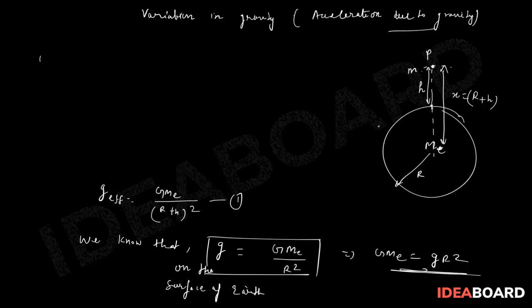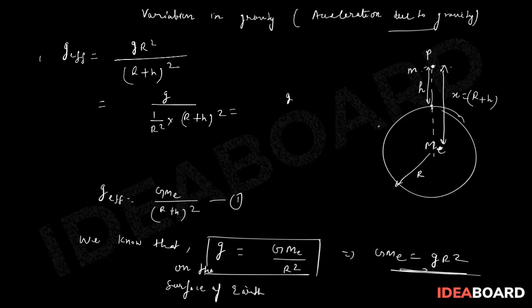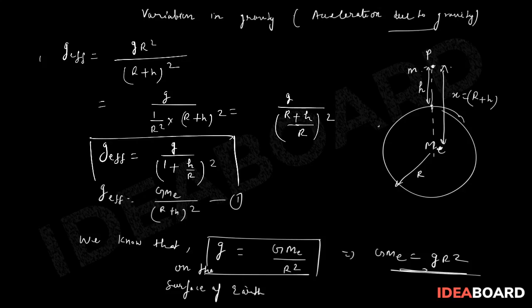I'll be gaining here g effective is equal to, instead of G Me, g R square upon R plus h whole square. And then we can write g upon 1 upon R square into R plus h whole square. And then it can be written as R plus h upon R whole square. Perfect. So g effective will be equal to g upon 1 plus h upon R whole square, correct? This is going to be the value.